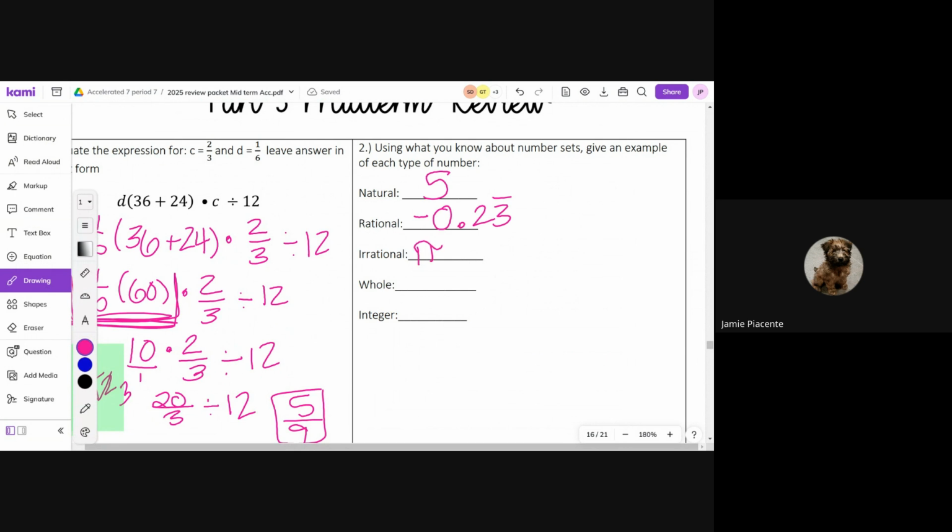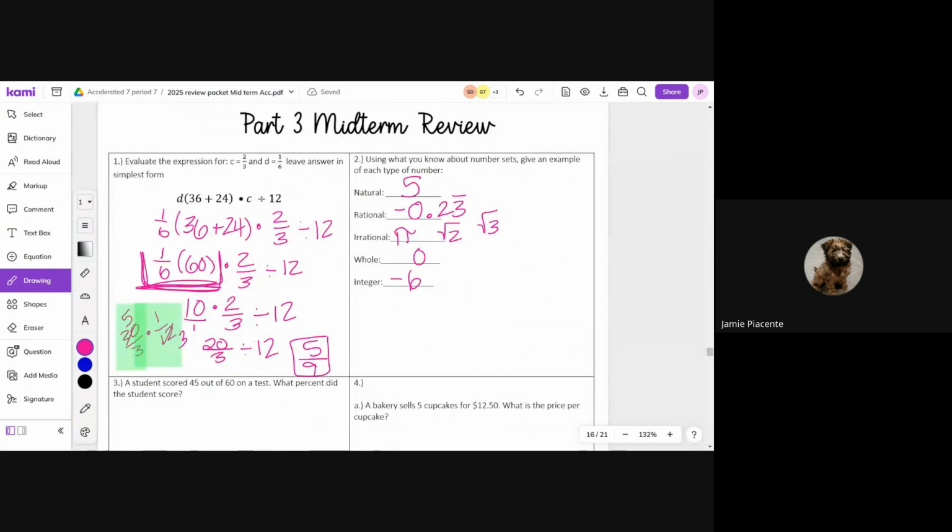Irrational, pi is always a really easy one, or like square root of 2, square root of 3. A whole number like 1, 2, 3, 4, 5, but also 0 is in our whole numbers. And an integer is a negative number or positive number. So I'm going to put -6. Okay, so please make sure you practice with the types of numbers. Let me just make sure we're still good over here. Yes, we are. Okay, let's look at the next question.